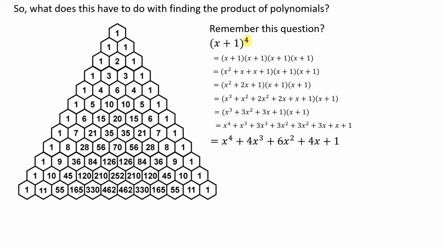Notice if I look at row 4 of Pascal's triangle, right, the 4th power says look at row 4, and I see 1, 4, 6, 4, 1. Look at the coefficients on the answer, 1, 4, 6, 4, 1. Right, 1x to the 4th, 4x cubed, 6x squared, 4x plus 1.